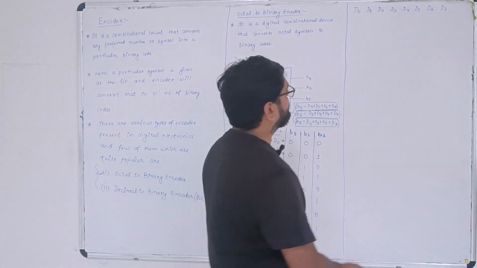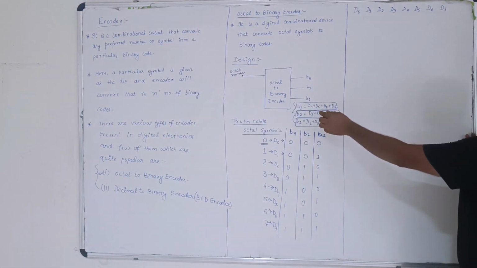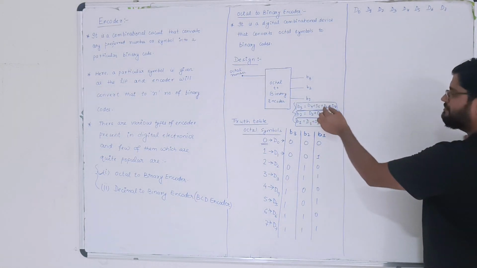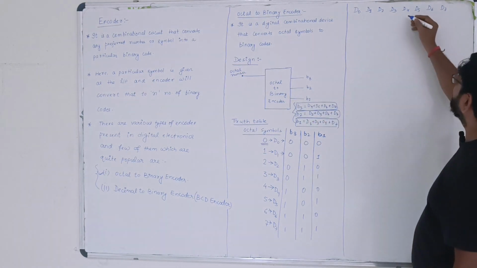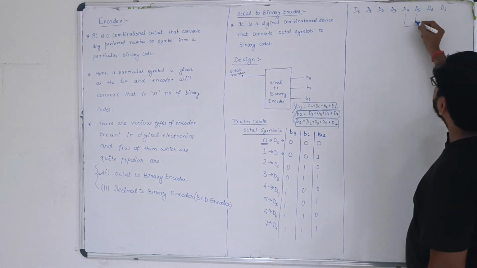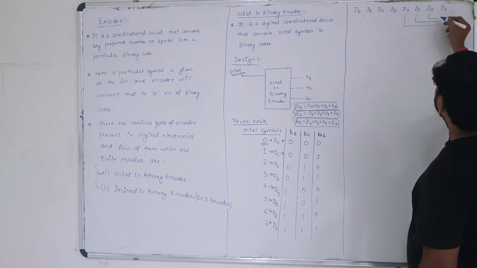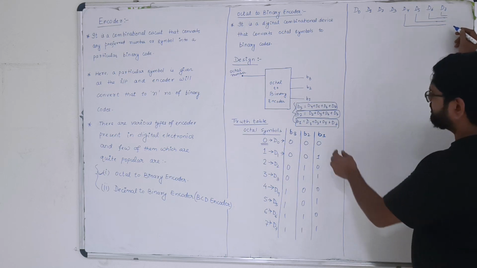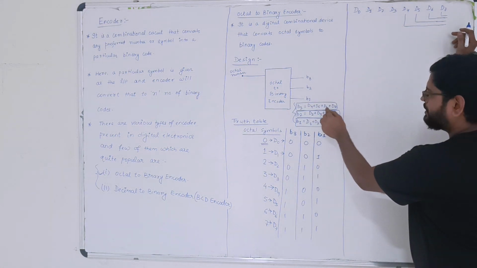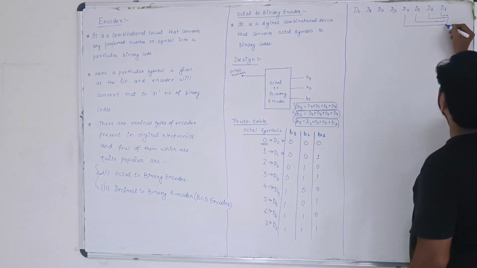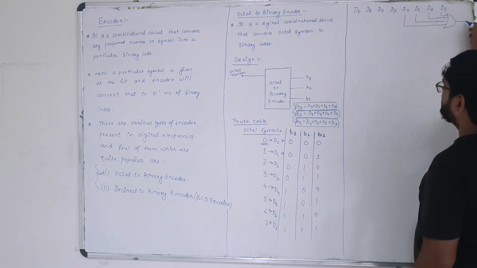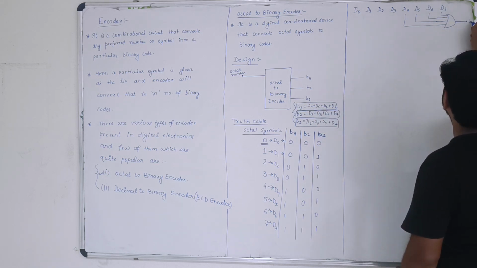So for B3, you can clearly visualize it is the summation of D4, D5, D6, D7. So we'll take D4, D5, D6, and D7, and connect all of them with which gate? Because it is connected with a plus symbol, we are taking an OR gate over here. Connect all of them with an OR gate, and you will get the first output, that is B3.